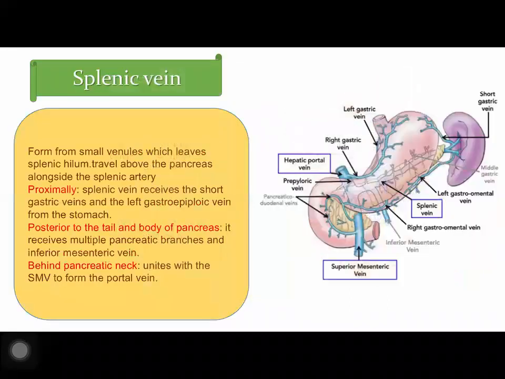Splenic vein. The splenic vein is also formed by small venules that exit or run from the hilum and unite to pass superior and behind the neck of the pancreas at the level of the L1 or L2 lumbar vertebra.